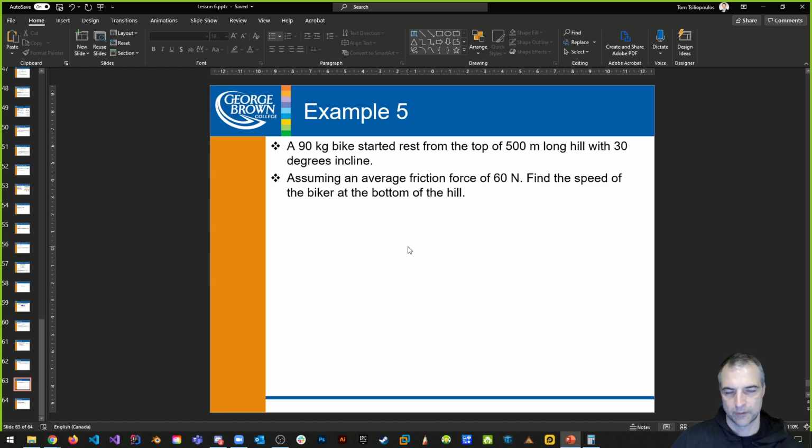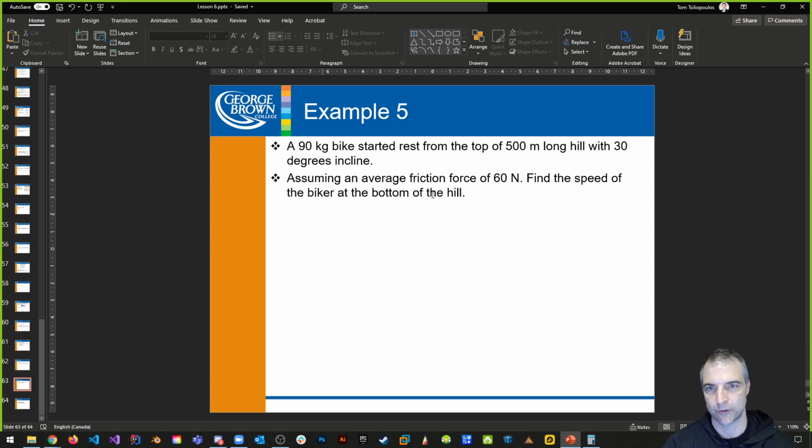Okay, this is a good one. And I'll leave these ones with you to do during lab, all right? A 90 kilogram biker starts at rest from the top of a 500 meter long hill with a 30-degree incline. Assume an average friction force of 60 newtons. Find the speed of the biker at the bottom of the hill. What does this sound like, guys? This sounds like assignment 2, if you think about it.